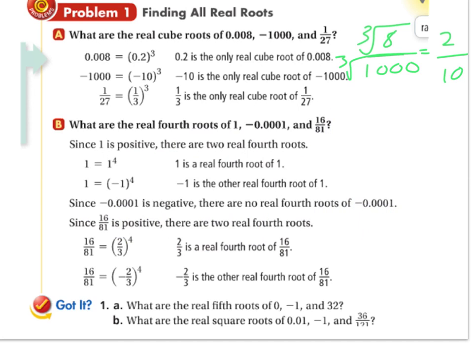Then we get to another fraction, 16 over 81. Again, I think of that as the fourth root of 16 and the fourth root of 81. 2 to the fourth is 16 and 3 to the fourth is 81. So the fourth roots of 16 over 81 are 2/3 and negative 2/3.